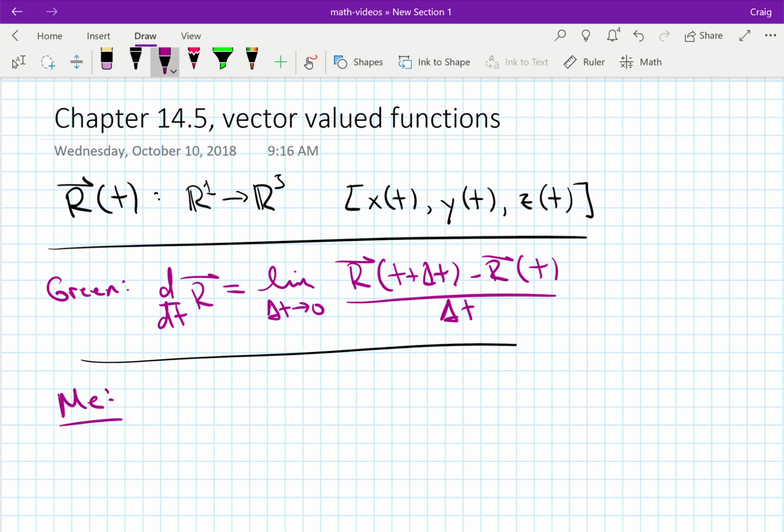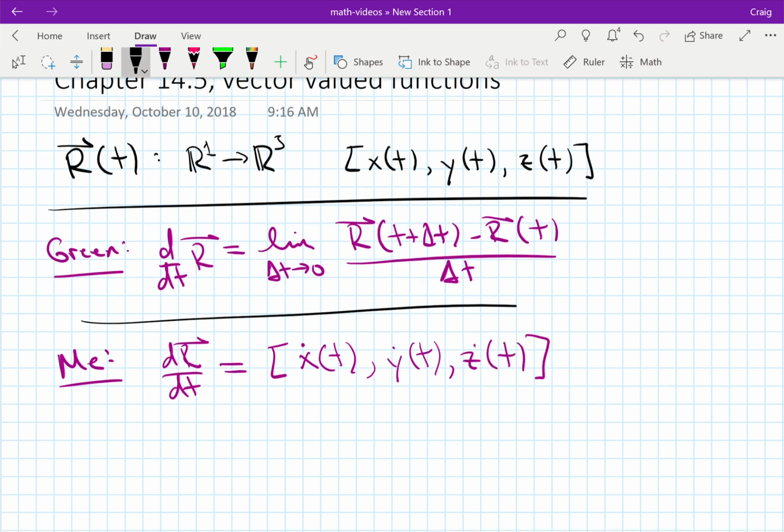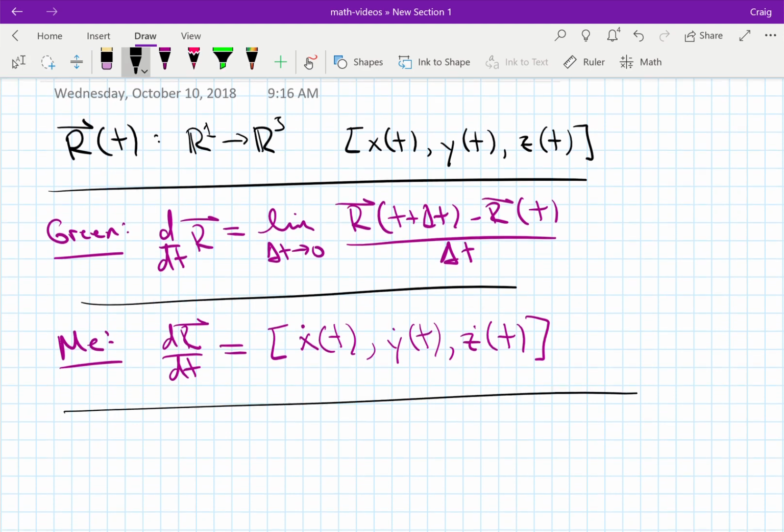I would rather define dr/dt as just taking the time derivatives of the individual Cartesian components. So when I just have a tuple, sometimes I'll call that a Cartesian representation of a vector. And so this is just the time derivative of x, time derivative of y, and time derivative of z. Those definitions, it's easy to show they're equivalent and they're completely interchangeable.